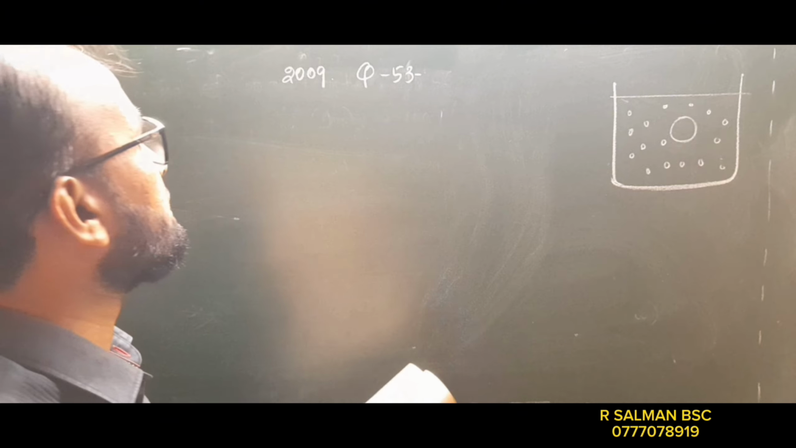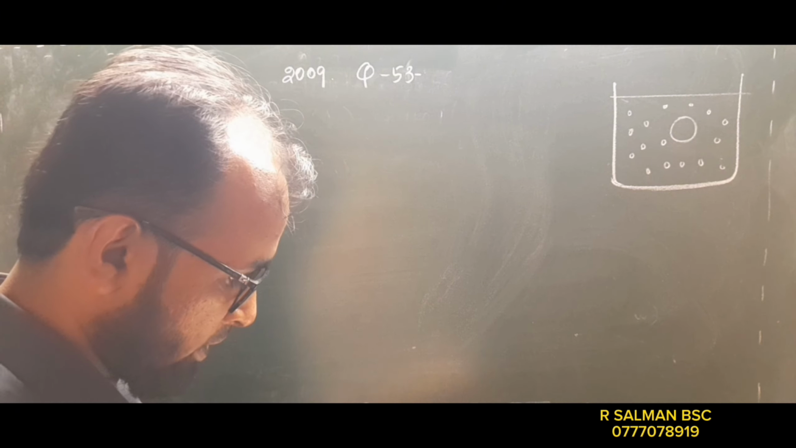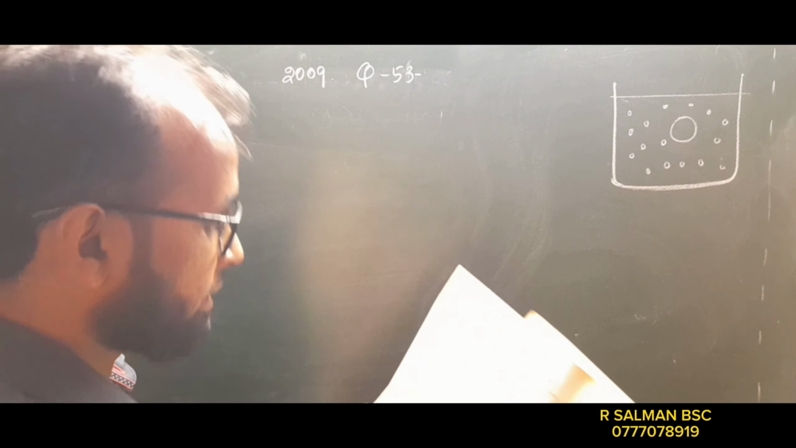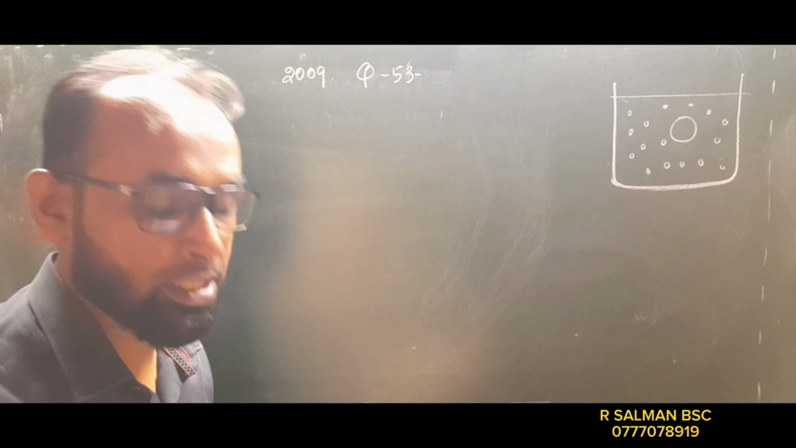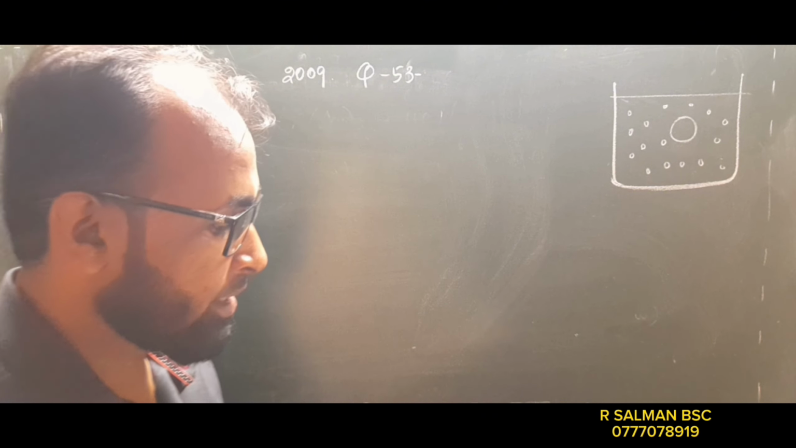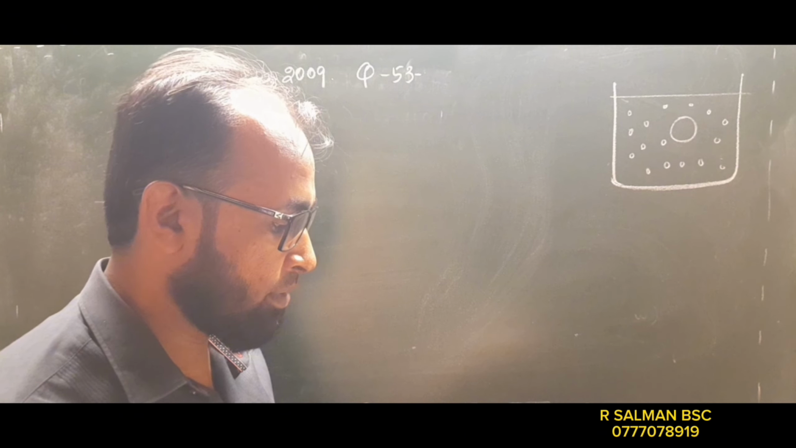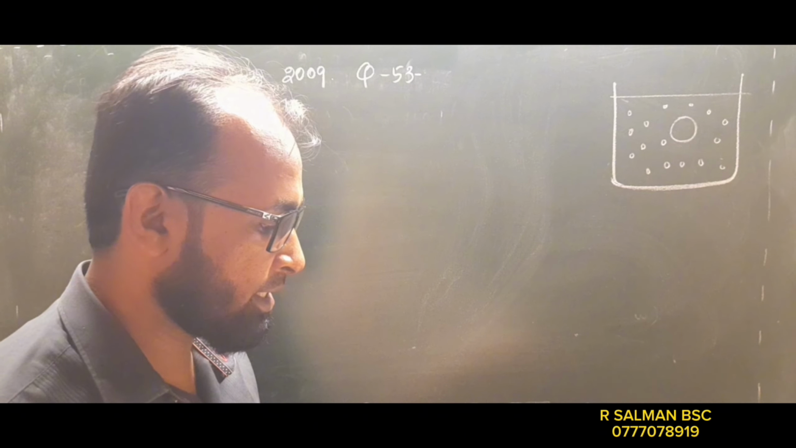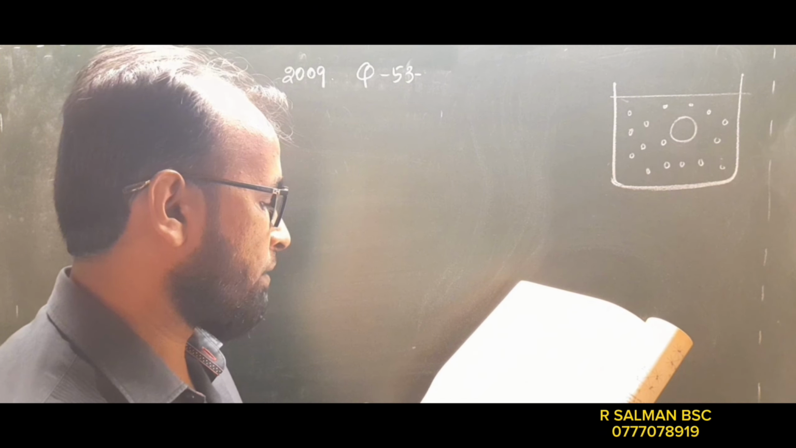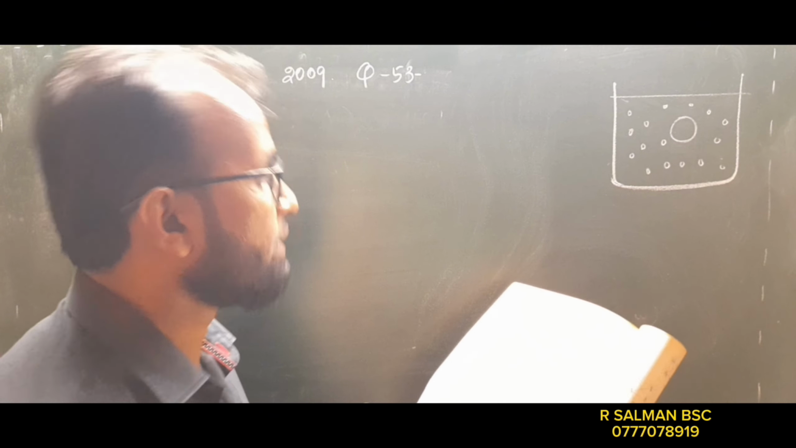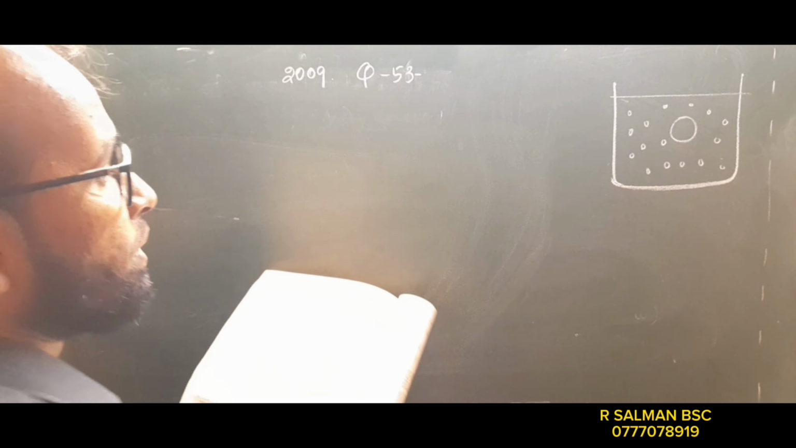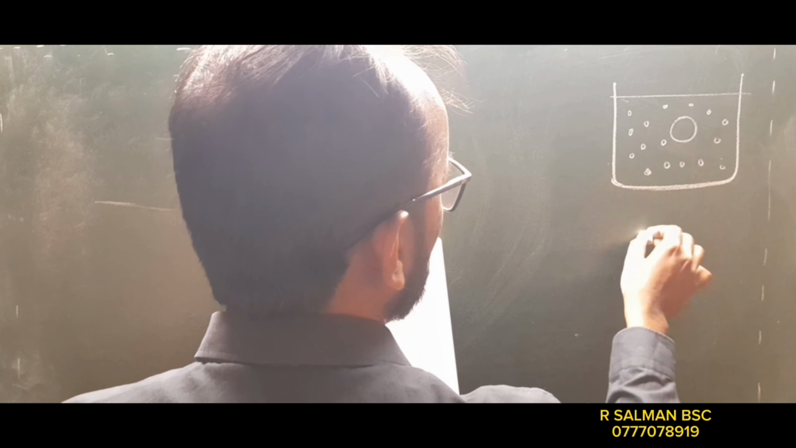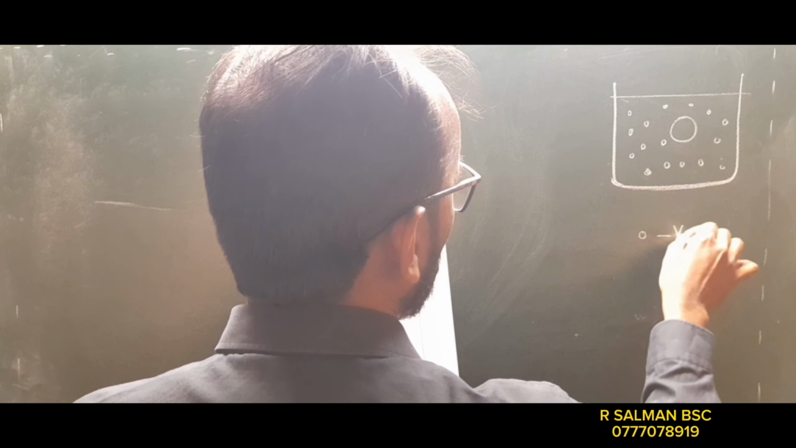Today I have selected a question from 2009, question number 53. It is a good question again. Water in a tank is uniformly bubbled with small identical air bubbles which have volume V0, as shown in the figure. So every individual small bubble has a volume of V0.